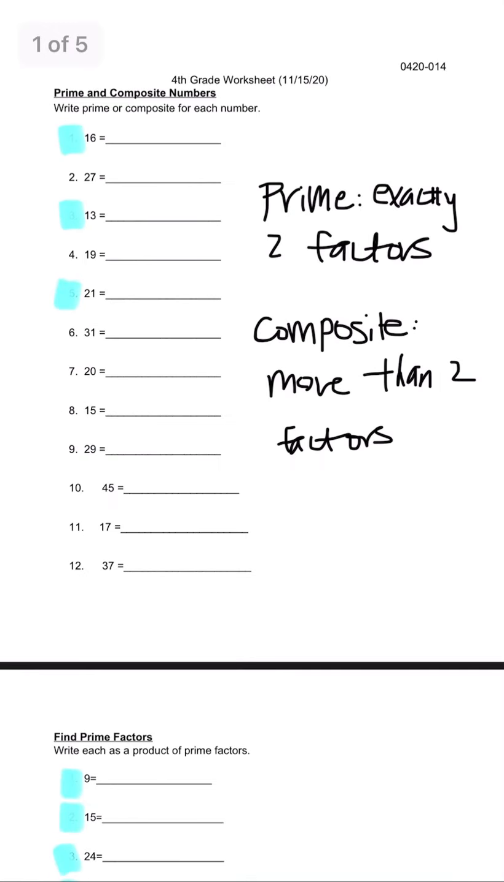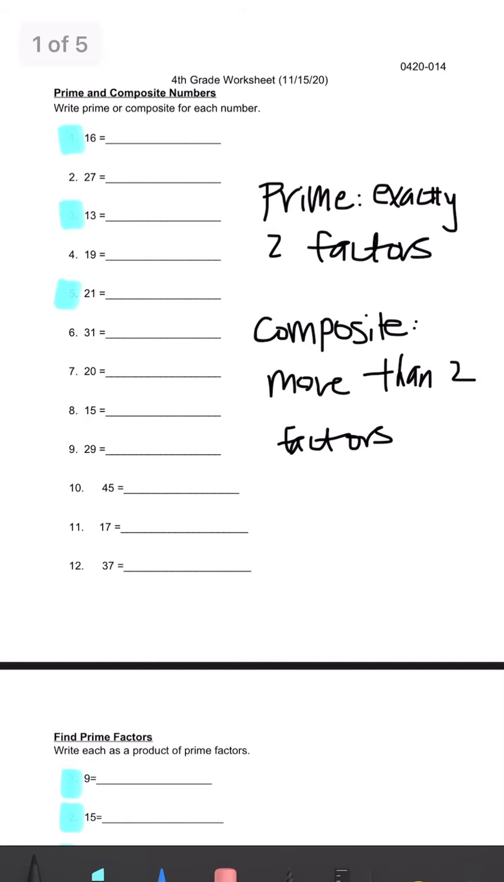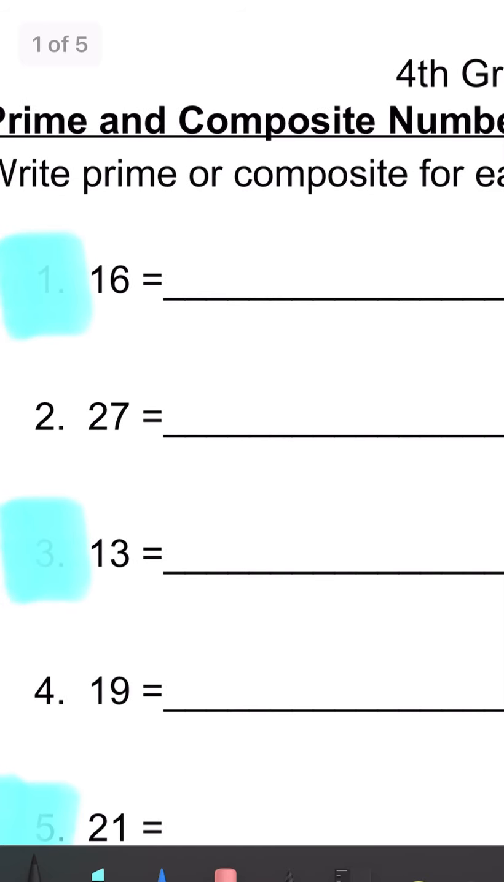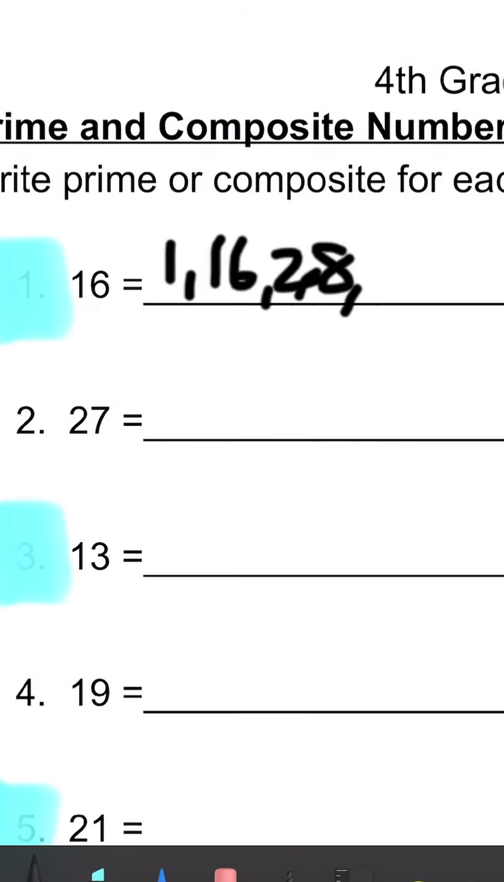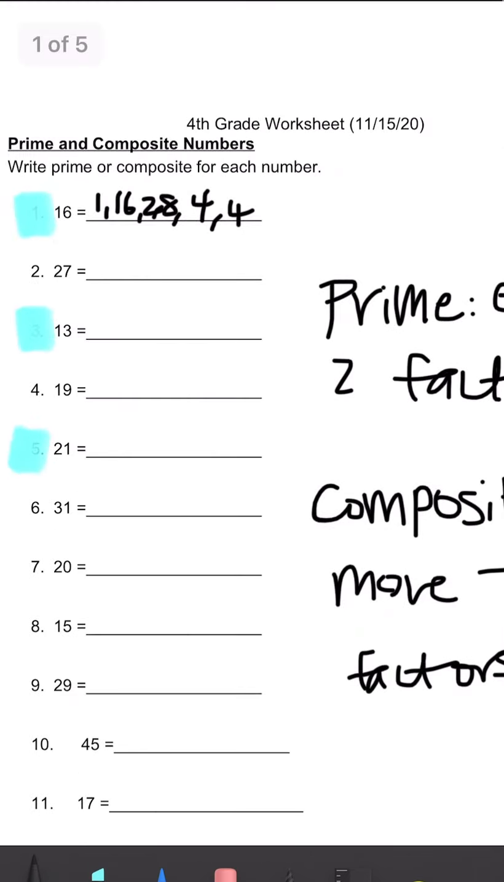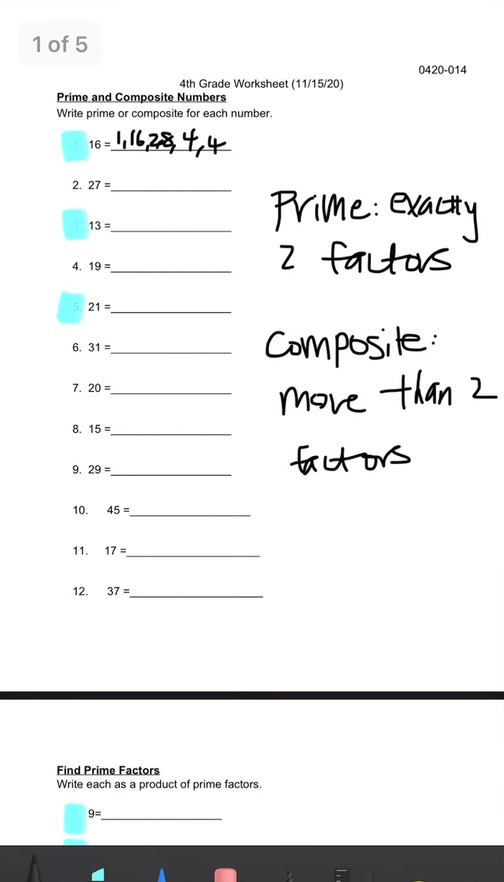So using this, we're going to solve numbers 1, 3, and 5, starting with number 1, which is 16. In order to determine whether it's prime or composite, we'll write out the factors of 16. So we have 1 times 16, 2 times 8, and 4 times 4. Since there are more than two factors, we know that this is composite, so we'll write C at the end.